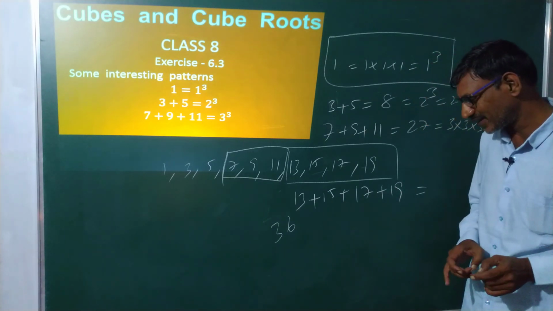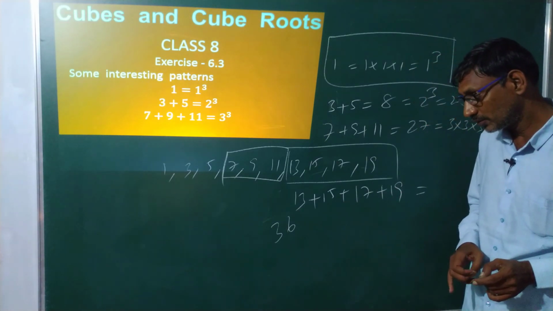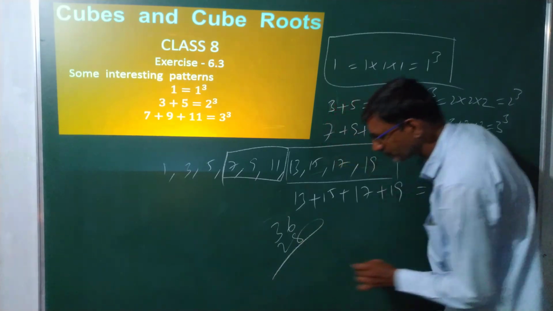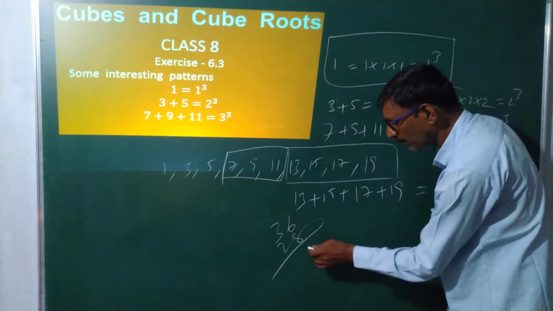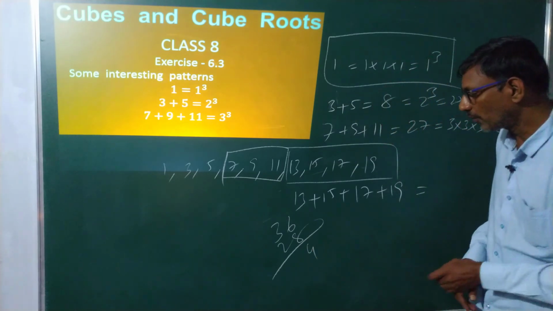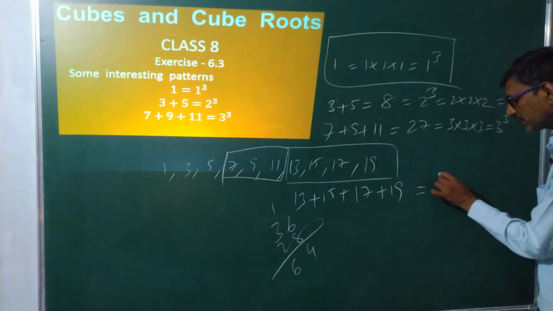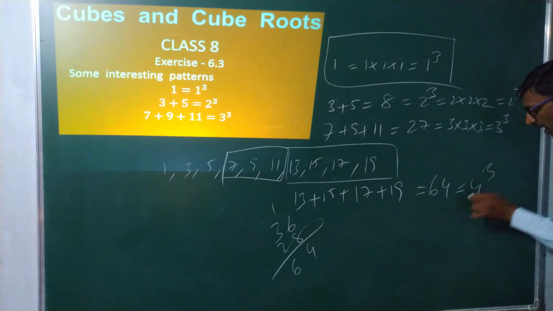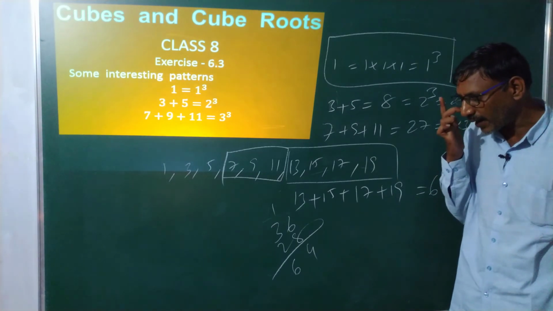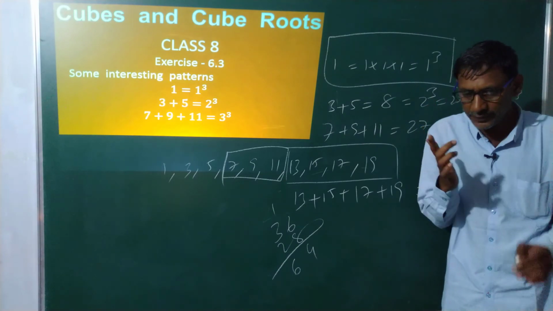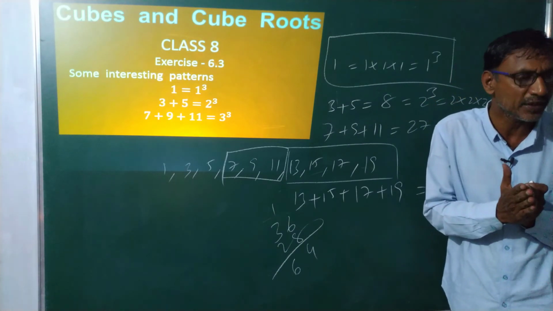Next, 15 plus 13 is 28. Am I right? Yes, 28. Total how much? 64. Again it is 4 cube. We already explained. So we can find some pattern that helps us understand what a cubic number is.